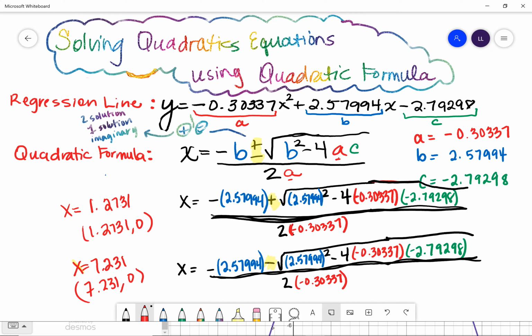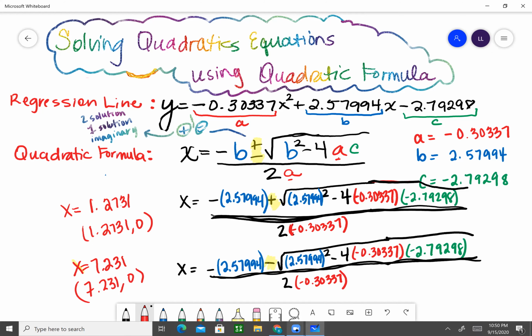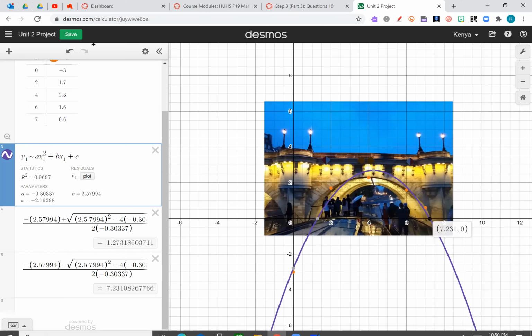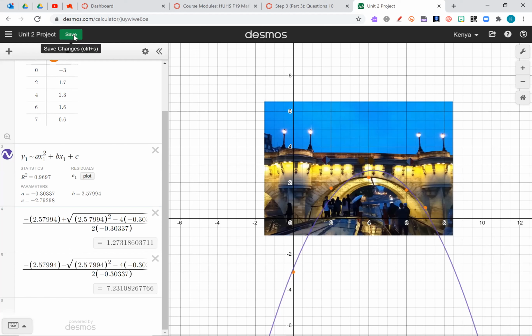So you want to take a picture of this work and submit it, or you can go ahead and just save your Desmos here, and that shows us the work that you did as well. Make sure, and we already have this link, so you will not need to resubmit it because it should be on there after you save it.